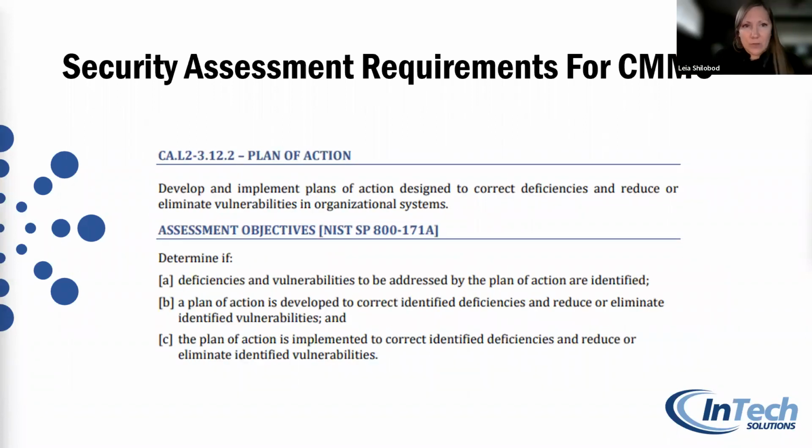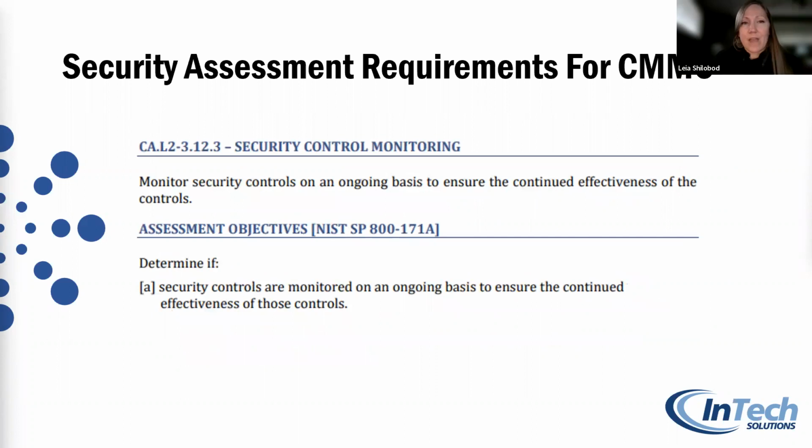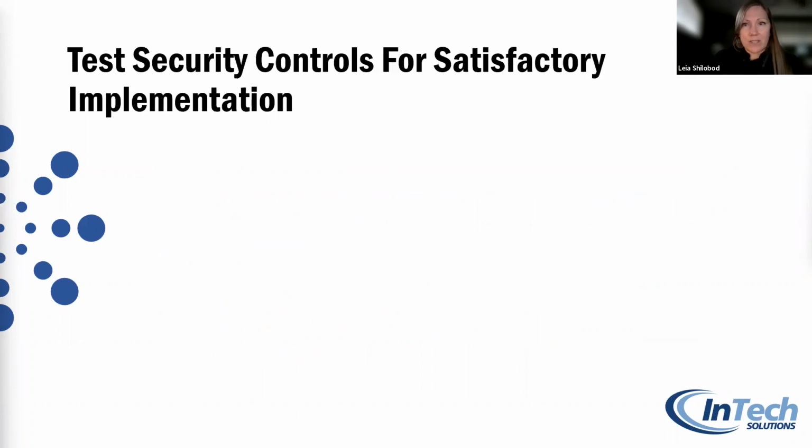And of course, if you're going to assess, then you have to create some kind of a plan of action. What are you going to do with the deficiencies, or to reduce or eliminate the vulnerabilities in the organization? And then monitor that over time. How do you do this? How are you going to test security controls for satisfactory implementation? I can tell you what we do, and it's also worked very, very well.